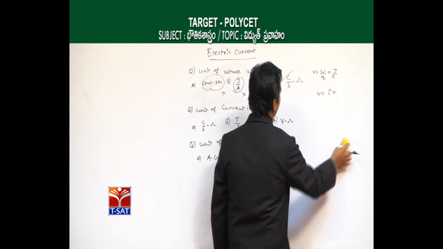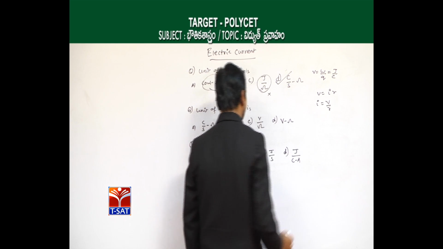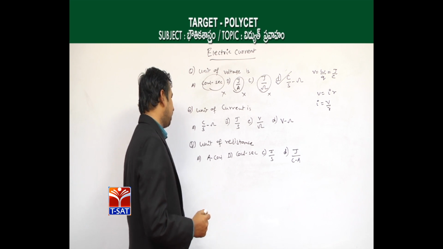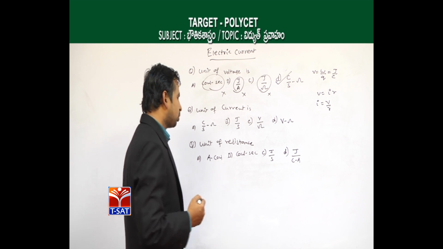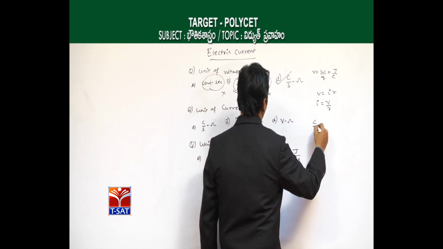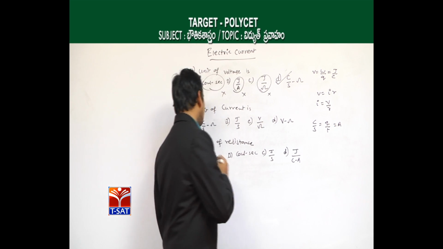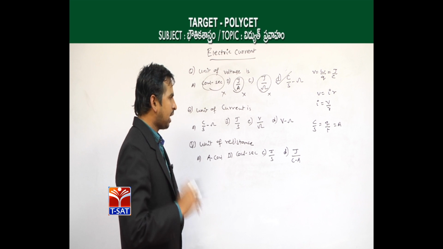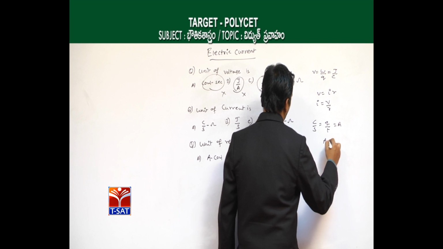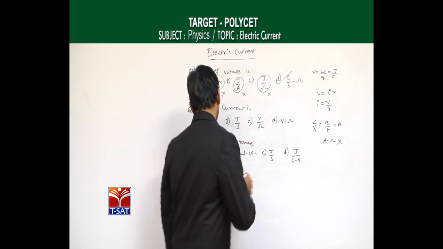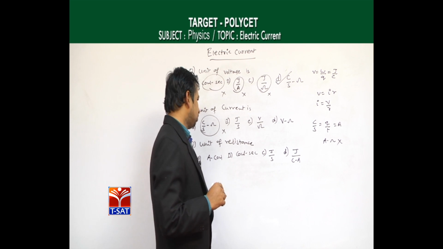As we know, V is equal to IR, so I is equal to V by R. In the first case, it is given as C by S ohm, whereas coulomb per second, which is Q by T, is the ampere. The actual unit of current is ampere, but it is given as C by S ohm, which means ampere ohm, which is wrong. So coulomb per second per ohm is not a correct answer.